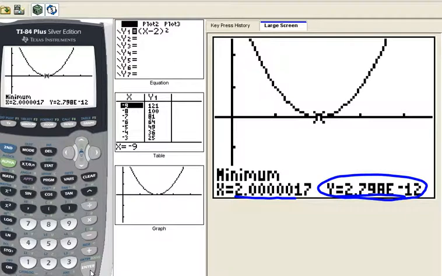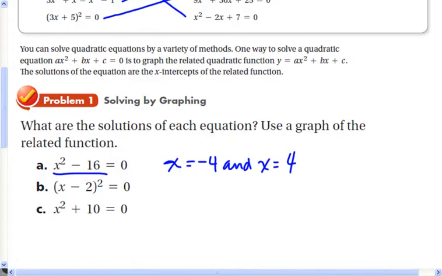And this number is actually really close to 0. It's scientific notation, so it's times 10 to the negative 12. So it is really close to 0. So we're going to say that x equals 2. And in fact, you can see that if we did 2 minus 2, we would get 0. And there really isn't another solution.